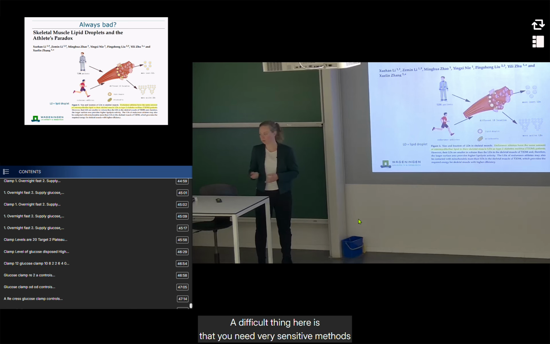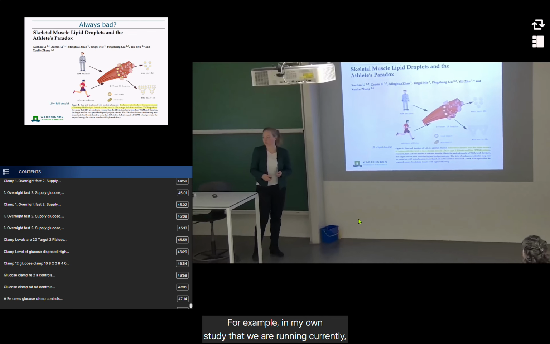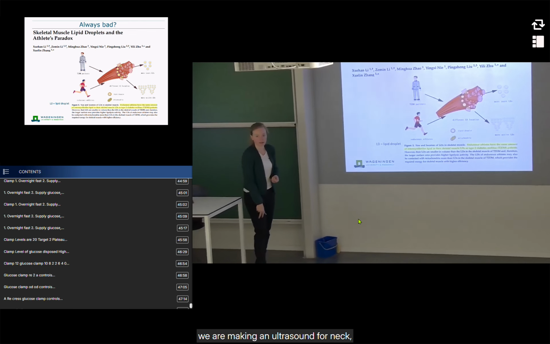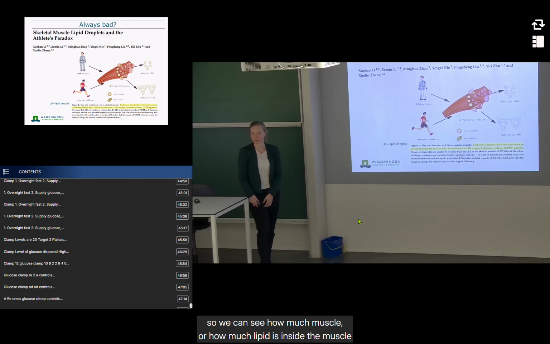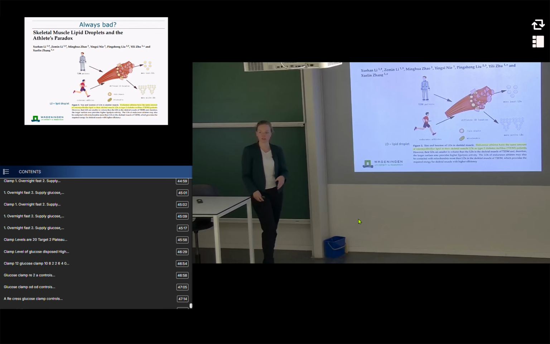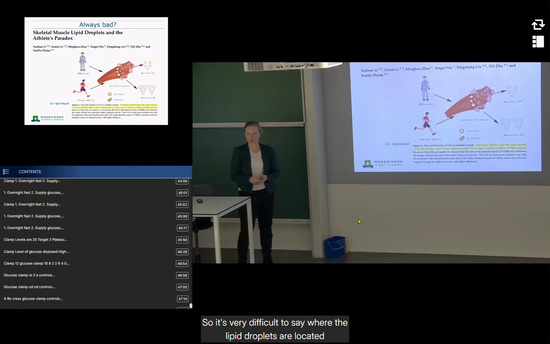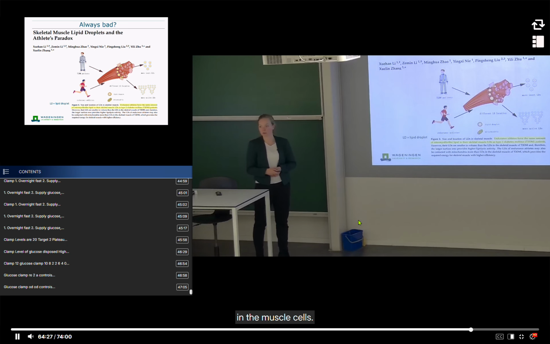But the difficult thing here is that you need very sensitive methods to measure where the fat is stored in your muscle cells. For example, in the study that we are running currently, we are making an ultrasound of the upper leg, so we can see how much lipid is inside the muscle, but we don't really know where specifically it is located. So it's very difficult to say where the lipid droplets are located in the muscle cells.